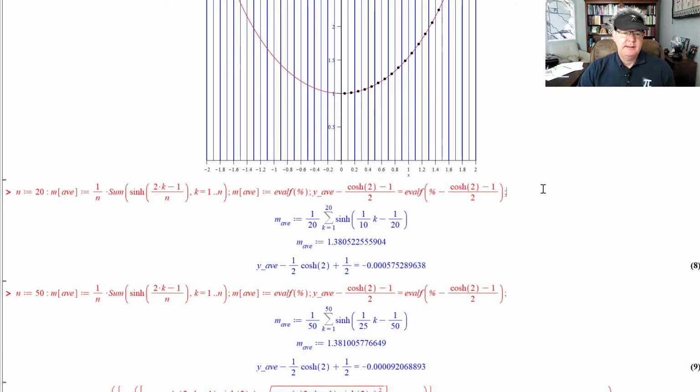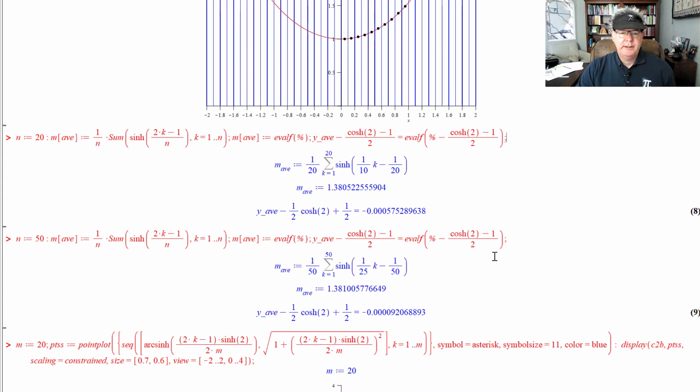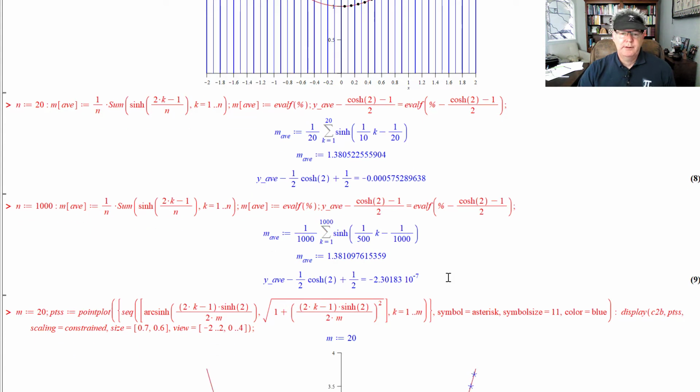And we can see, so if I take the 20 points, I've already got it done there. We're pretty close to that stated average. If I take more points, well, here's with 50, you can get a lot closer. Maybe go to 1,000. Right, so we're really converging to cosh 2 minus 1 all divided by 2. This is the difference of that.